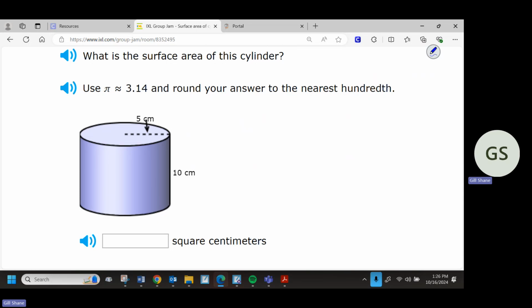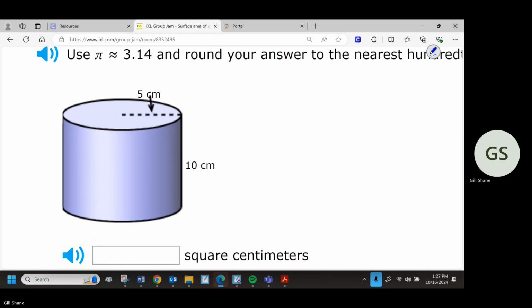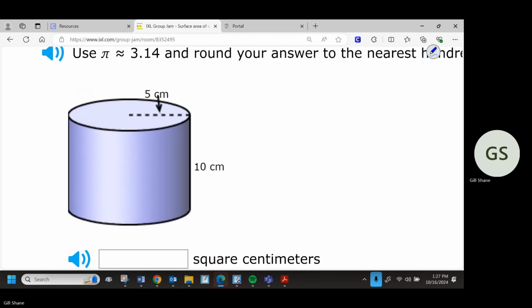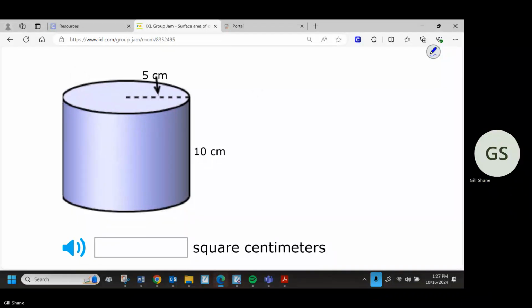Yeah, that is a 5, if you can't see it right there. So you do surface area and volume, even though it doesn't ask for volume. I'm going to go ahead and zoom in even more.